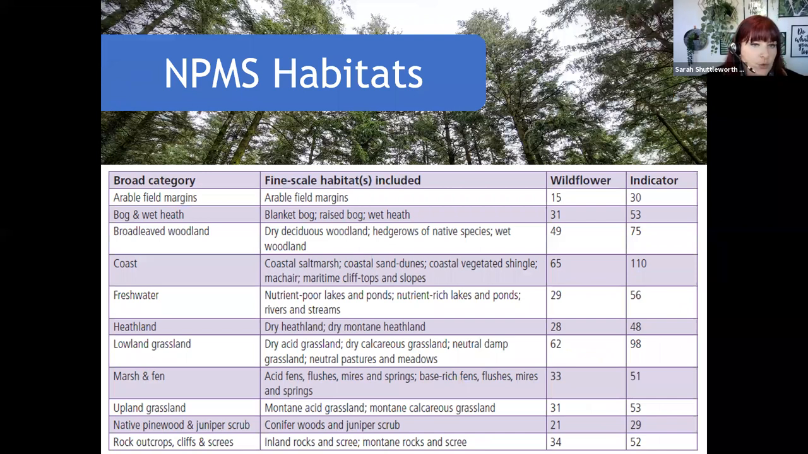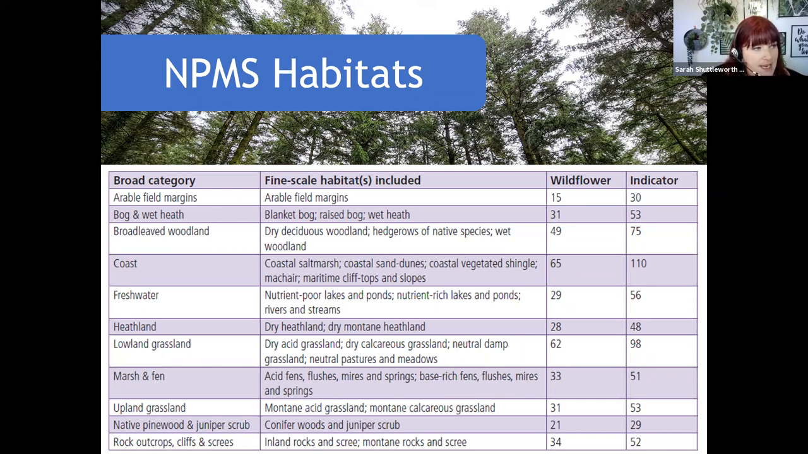So just to go a little bit more into the habitats, for example. There are 28 fine habitats separated within the 11 broad categories. What we would love you to do is to ID the fine habitat if possible, but if not, just down to the broad habitat is fine.